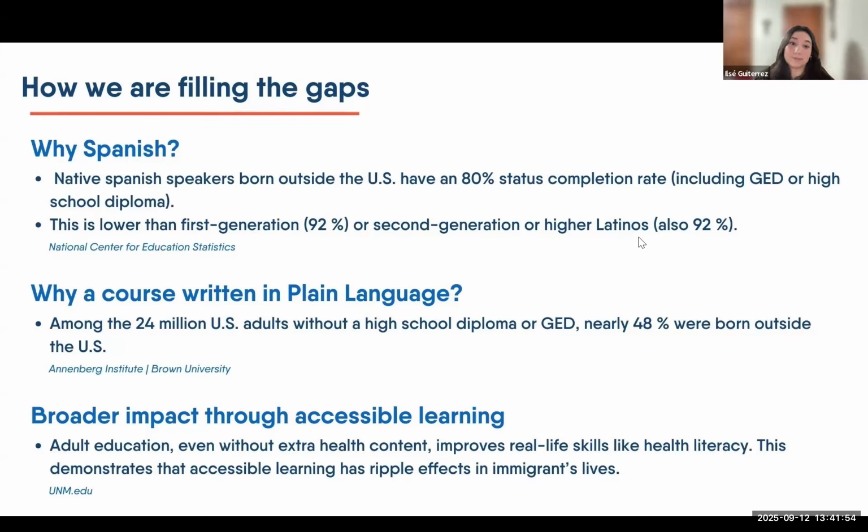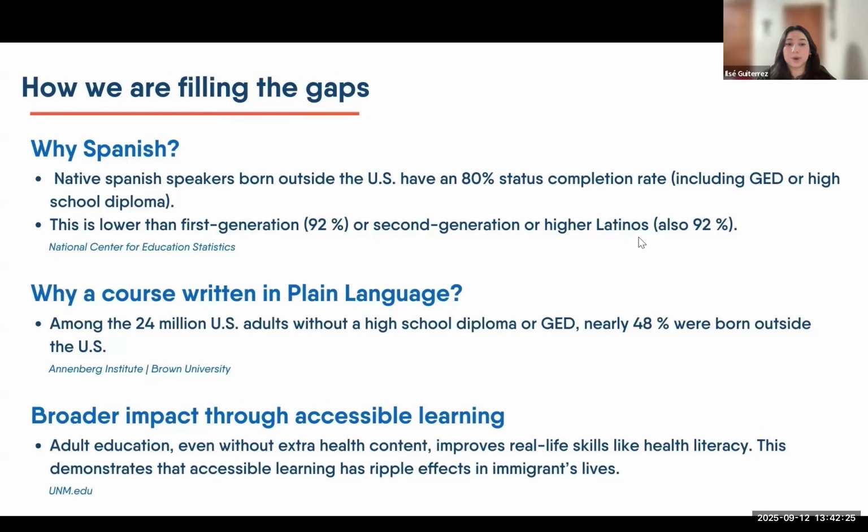So why a course written in plain language? Among 24 million US adults without a high school diploma or GED, nearly 48% were born outside the US. Learning anything new for any of us is difficult, but having a language barrier and having the language itself be really complex and complicated can definitely be a barrier for learning as an adult. So that was a focus that we had when creating and writing the curriculum.